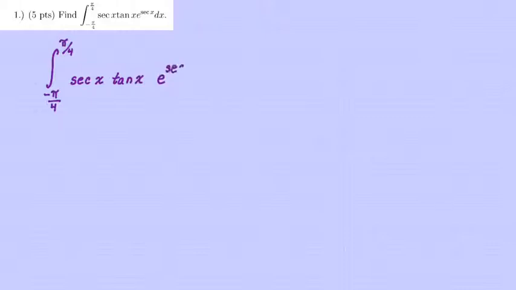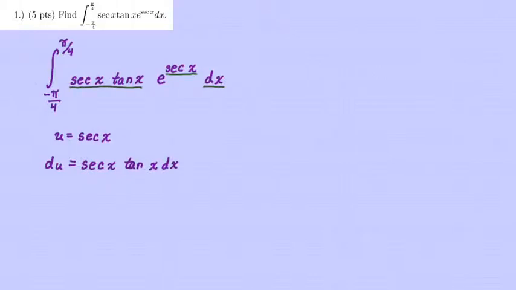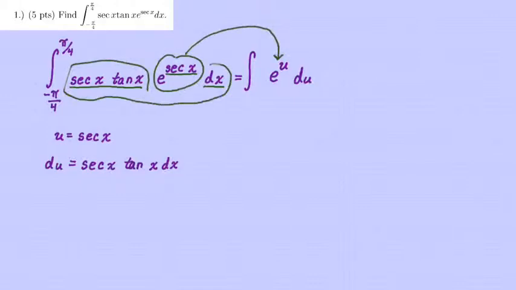And there should be a couple of clues to you that u-substitution is what you need to do. We have a function inside another function, so that's going to be our u. And then du, the derivative of secant x, is secant x tangent x dx. And we can see that hanging out in there as well. That means we can rewrite this integral as just e to the u du. E to the secant x becomes e to the u, and then secant x tangent x dx becomes du.